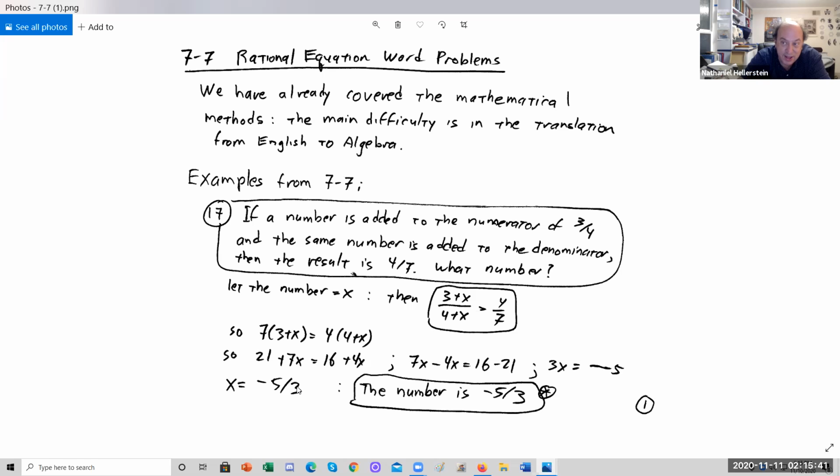And okay, it's considered good form when doing a word problem to translate it back into words. So rather than saying x equals negative 5/3, we say the number is negative 5/3. And this is the answer rather than this. It's a bit of etiquette I request that you follow.